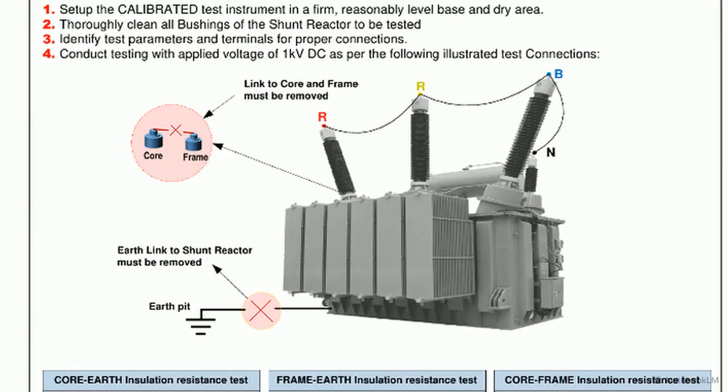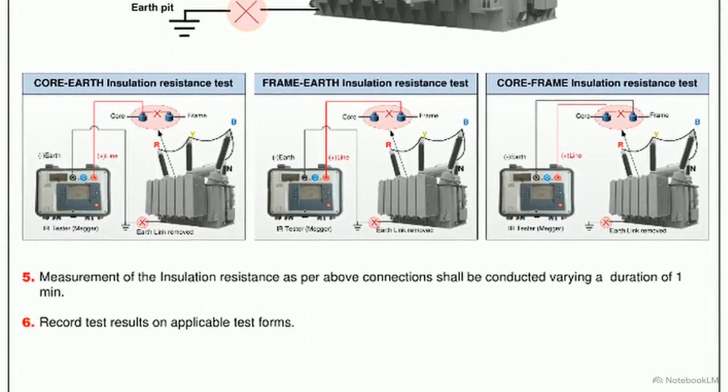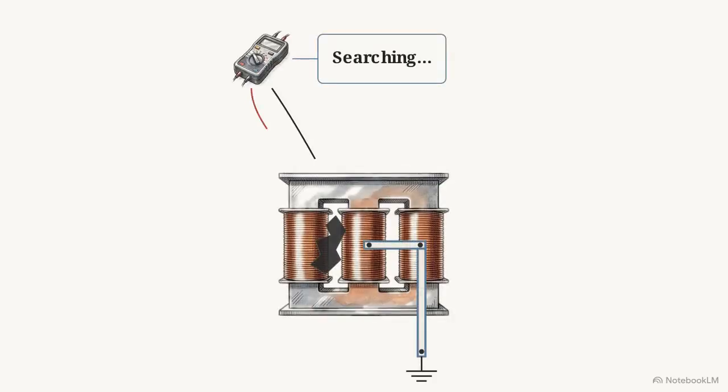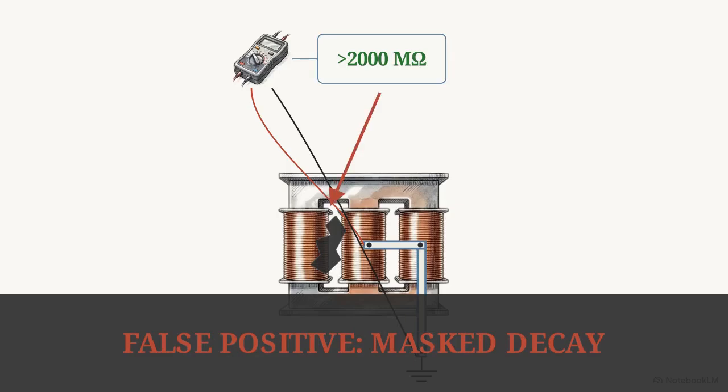For test 2, we measure core and frame insulation. This diagram emphasizes a critical step. Earth and core-to-frame links must be physically removed before testing. We apply 1 kV DC for 1 minute across 3 paths: core to earth, frame to earth, and core to frame. Failure to remove those physical earth and core links creates parallel electrical paths. This masks actual insulation decay and yields false positive test results.